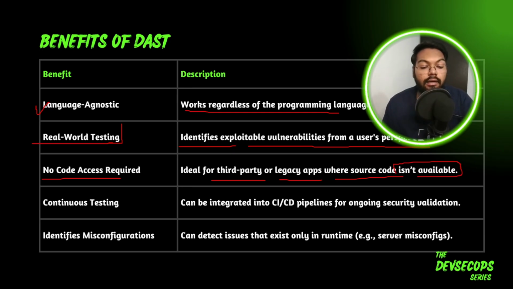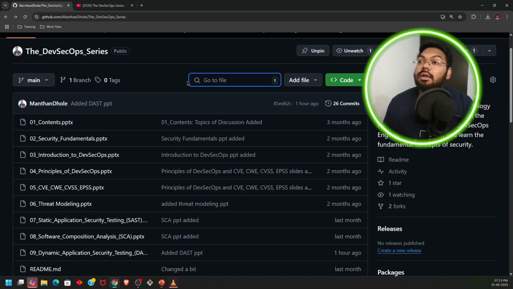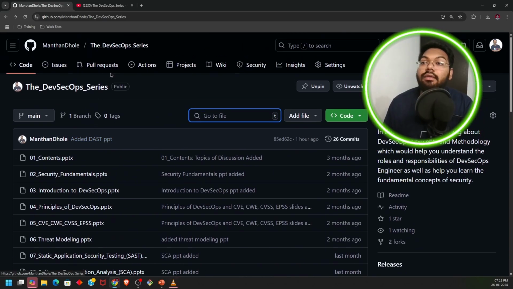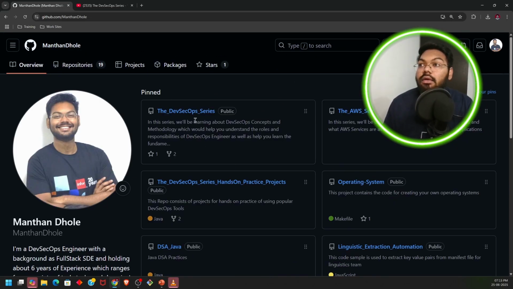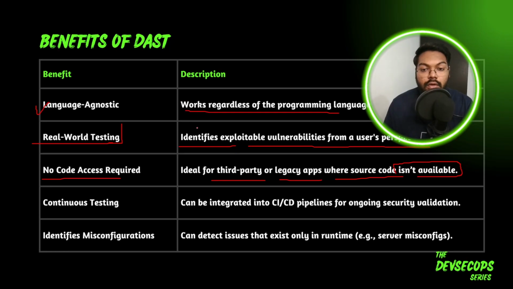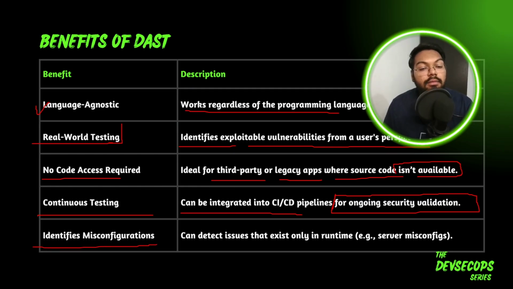So I can try it on this one, the GitHub as well. I do not have the code of this application, but I can try doing it on this application if I want to run a DAST scan against it. So that's one way. Okay, cool. Next is continuous testing. It can be integrated into CI/CD pipelines for ongoing security validations. So you can run it through CLI commands and add it in your CI/CD, and then it identifies misconfiguration.